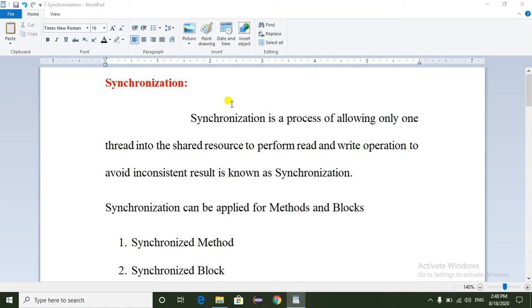Hello everyone. Today I am going to explain a very important topic from the thread concept. The topic is synchronization.